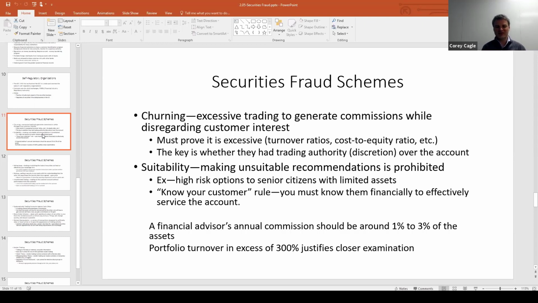And then I just threw this at the bottom because I don't think they would test you on this, but I thought it was worth noting just for completeness because we already mentioned those ratios. So we apply those ratios, and we would expect an annual commission for an advisor to be 1 to 3% of the assets. So if you get outside of that, it's a bit of a red flag, right? Turnover in the portfolio in excess of 300% would also be a red flag. I don't know that they'd be that specific on a test question, but I thought it was interesting because I like all the analytics stuff too.